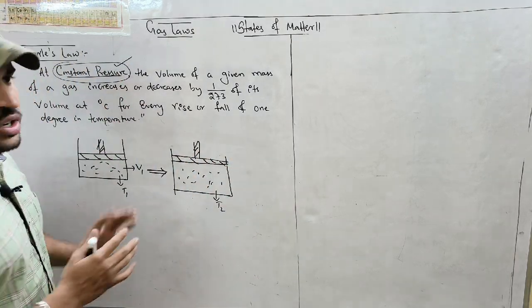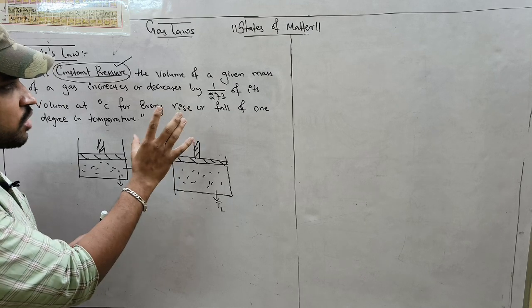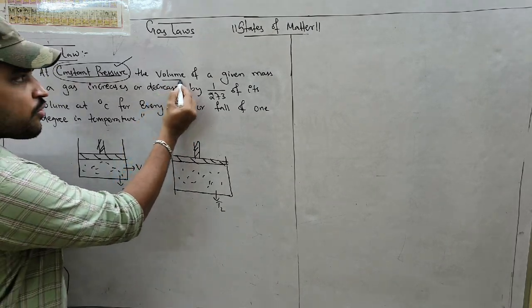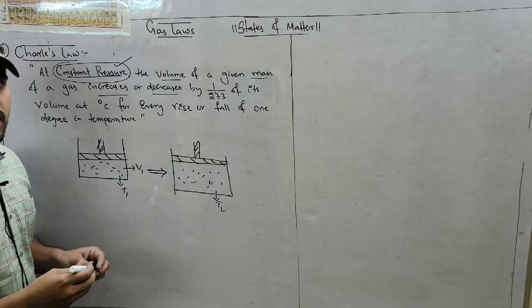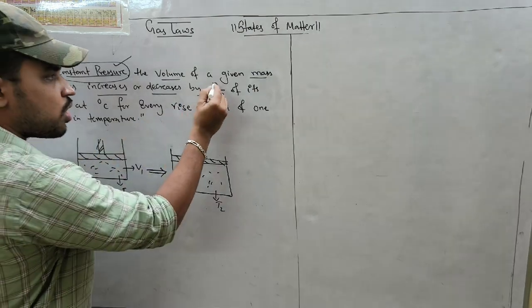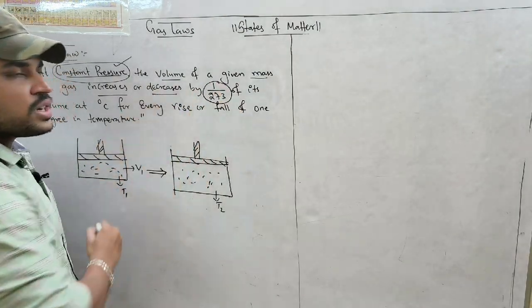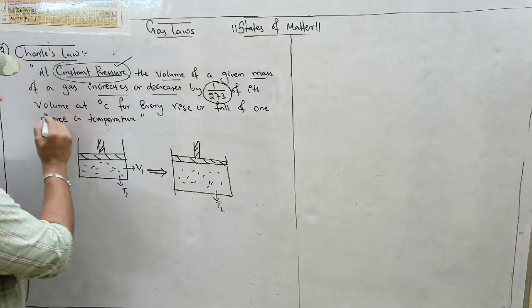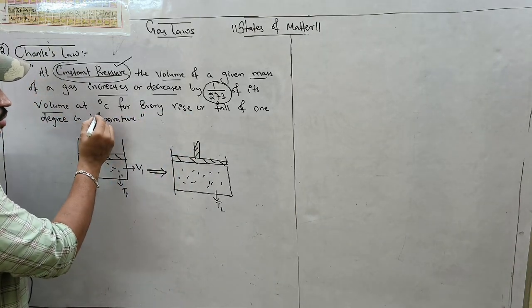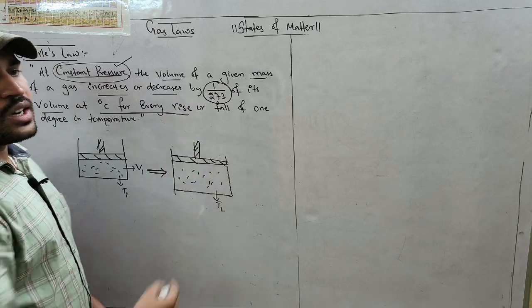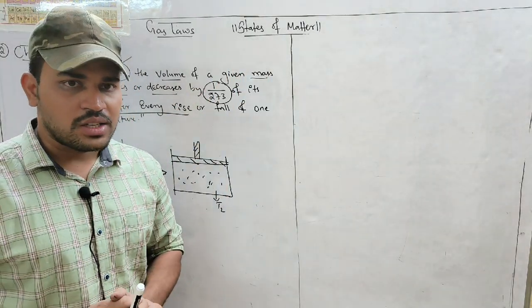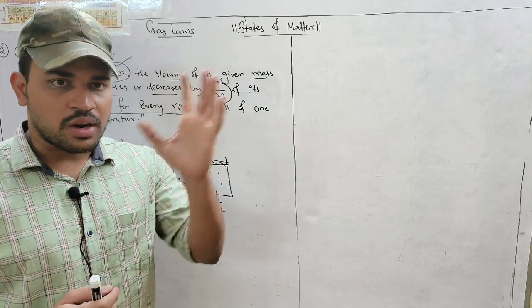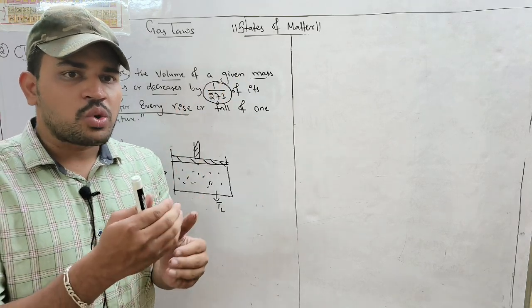And what is this statement talking about? In this statement, it is saying the volume of a given mass increases or decreases by 1 by 273 times of its initial volume, for every rise of 1 degree centigrade. That means when temperature rises by 1 degree centigrade, how much is the volume going to increase?